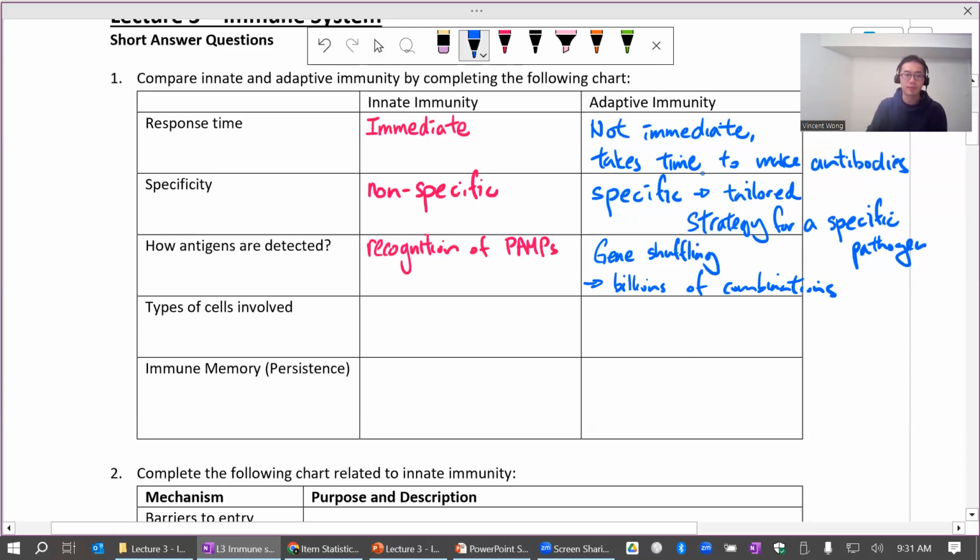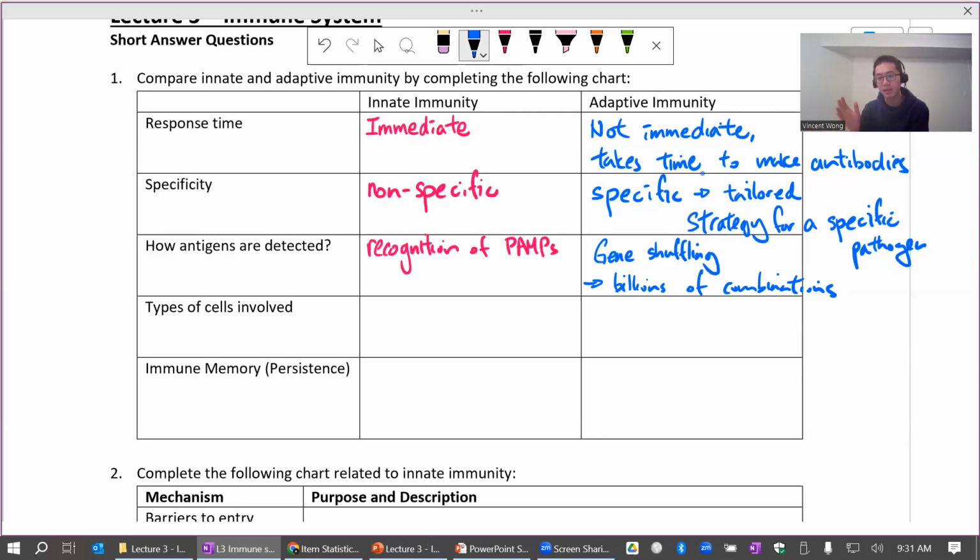Billions of combinations. So that's why you are potentially able to recognize any foreign antigen, right? And you are potentially able to make antibodies for all of them. The problem is, are you able to make them fast enough?